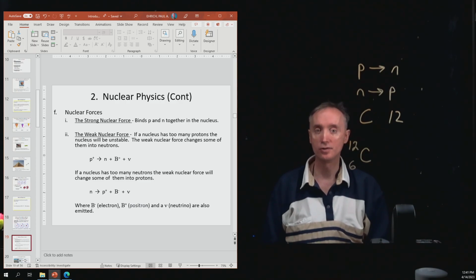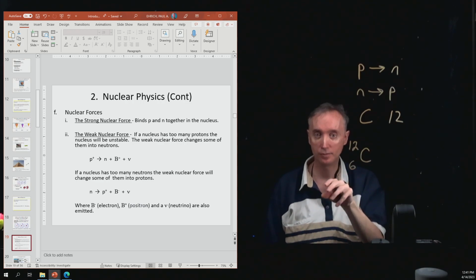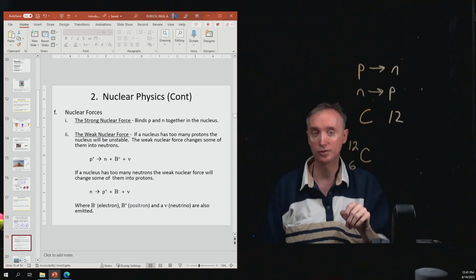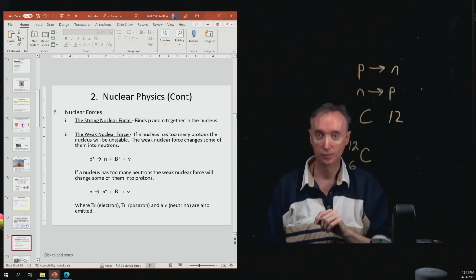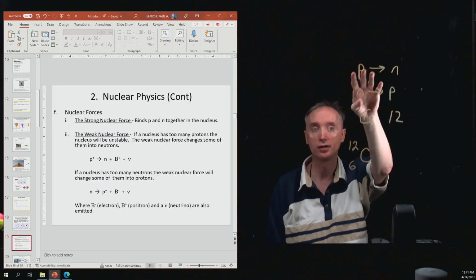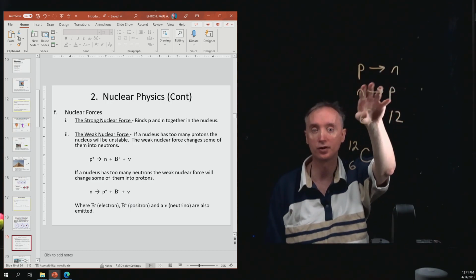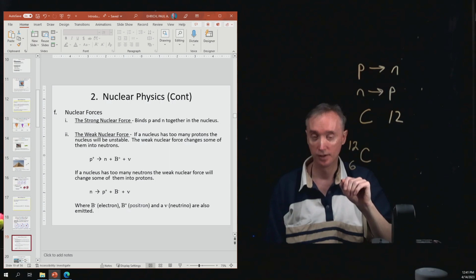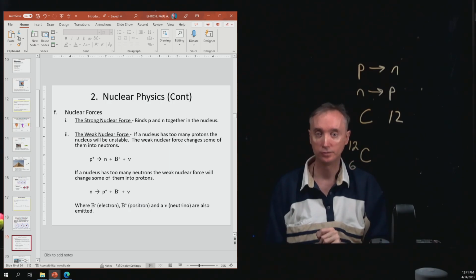Now, there's also some other particles that are emitted. So that's that beta particle, the B thing, and then the neutrino, which is that V looking thing. So those are some other particles that come flying out whenever a proton changes into a neutron or a neutron changes into a proton. But all I want you to know is that the weak nuclear force can change a proton into a neutron or vice versa.